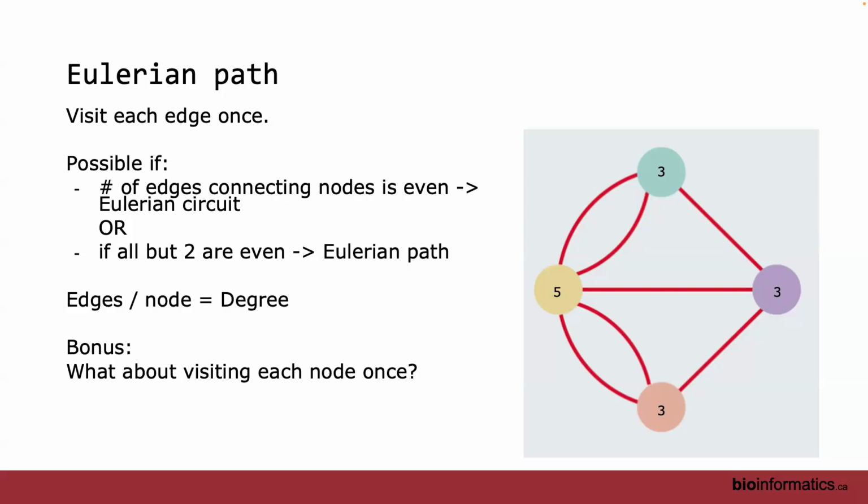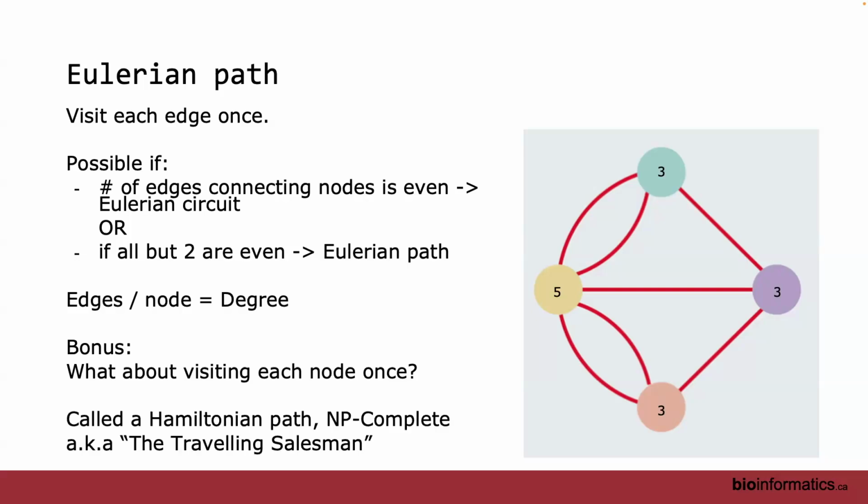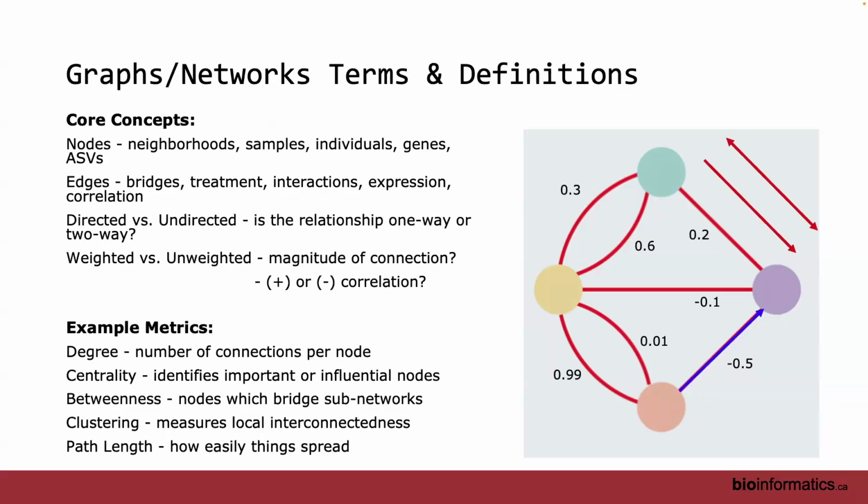Now, as a bonus, if you were to ask someone if there was a way to visit each node once and only once, so that's the completely opposite of the network of edges, that's called the traveling salesman, and that is actually called a Hamiltonian path, and that is actually incredibly hard to do. So that's considered an NP-complete problem, which means that there is no easy solution to it. We don't have to go deeply into that, but if you're interested in talking about that, it's actually pretty fascinating.